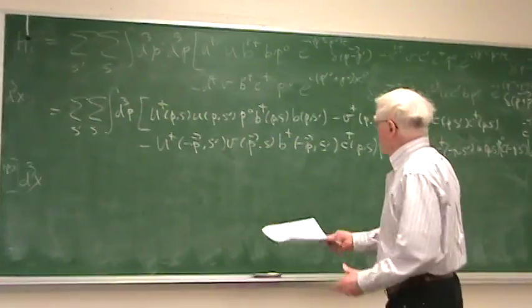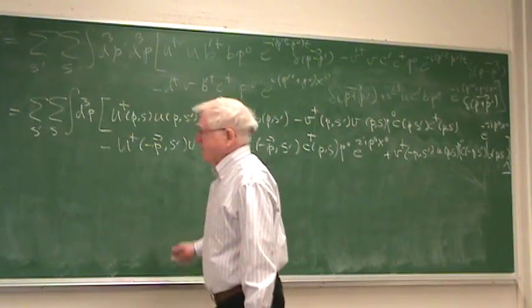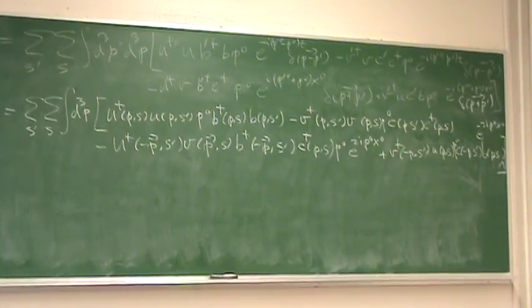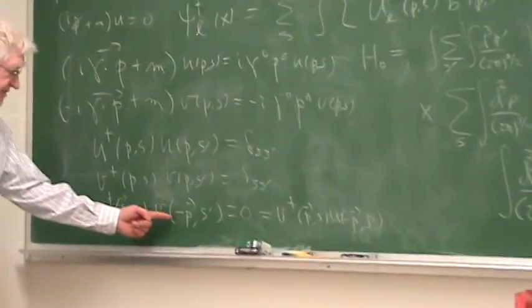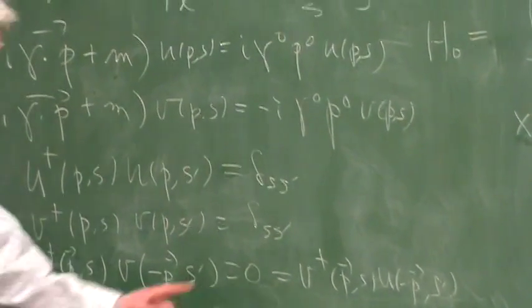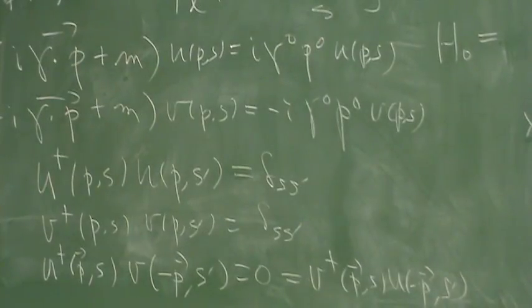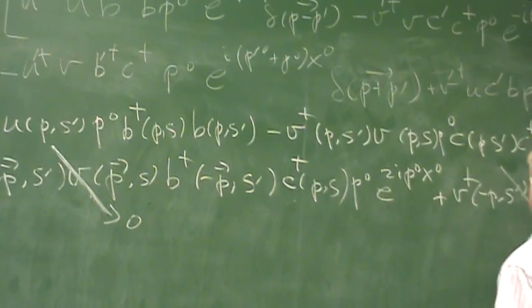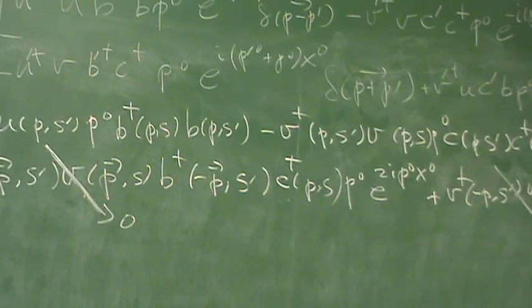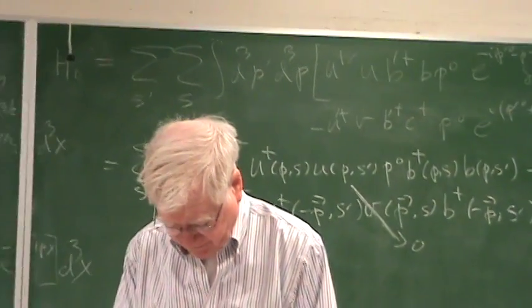Okay, so now we have these crazy terms. But what comes to our rescue are these relations. The crazy terms are zero because u dagger of p and s, v of minus p and s prime is zero, and v dagger of p and s dotted into u of minus p and s prime is zero. So these crazy terms are zero. So all we have left are the nice terms, the terms that are time independent. And if there's anything you want of a Hamiltonian, it's that it should be time independent.